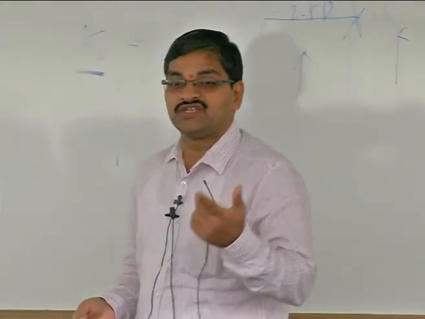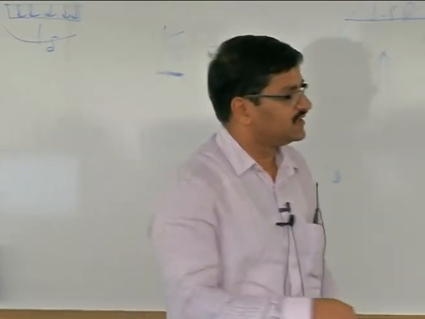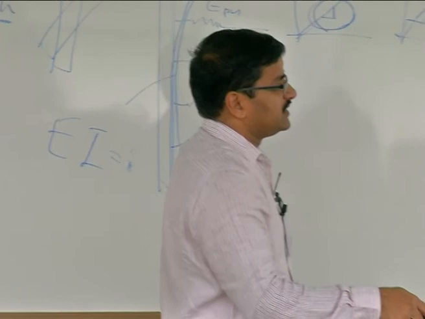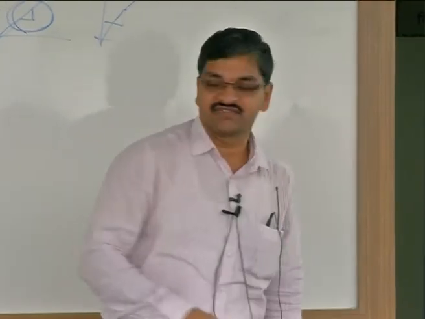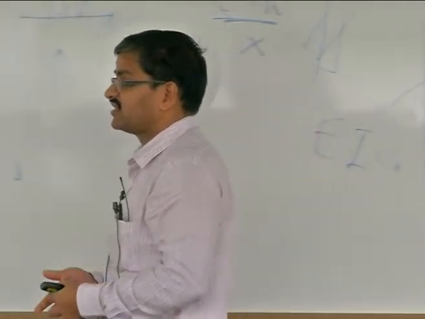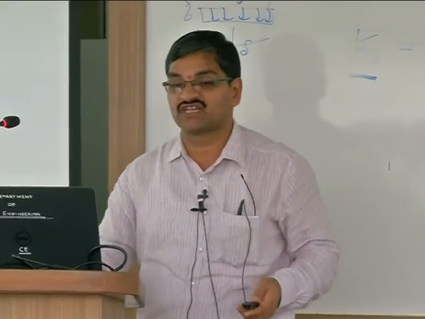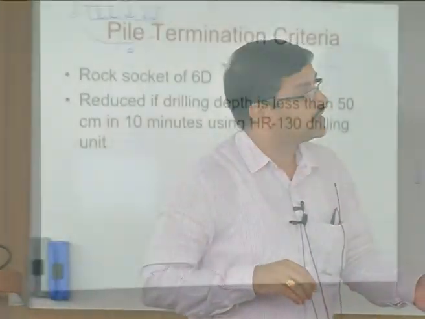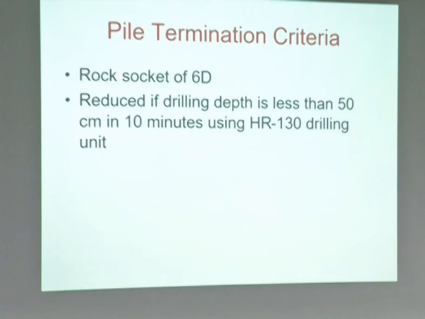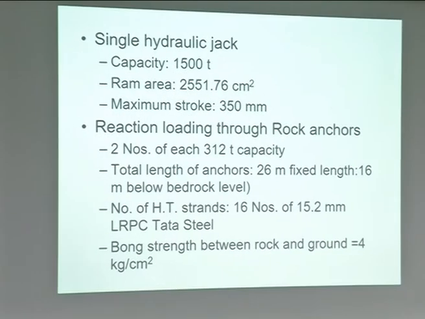As I mentioned, the initial pile test was conducted at the site with a maximum capacity of 500 ton. So, the contractor was told to conduct the pile load test till 500 ton load is achieved. Now, the investigation was carried out up to 22 meter in this case. These are the kind of terminations.